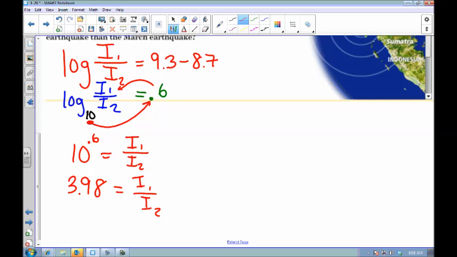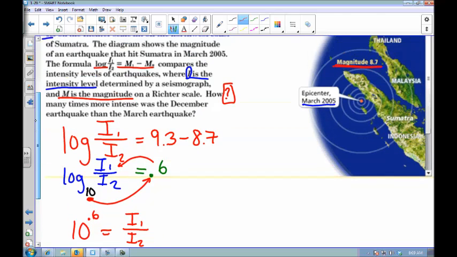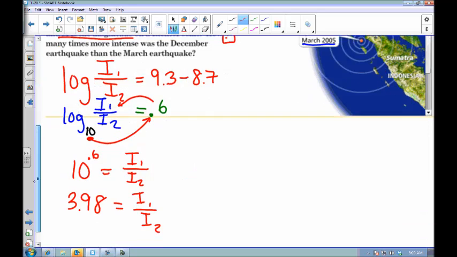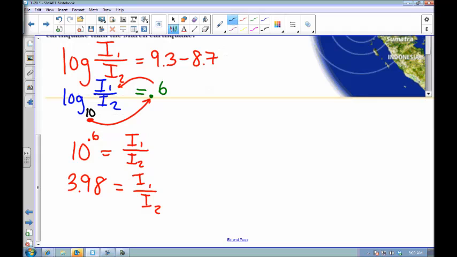So what is 3.98? The intensity or something. Can you be more specific? Read the question again. How much more intense was December's earthquake than March's? So with story problems, you should explain what your answer means.